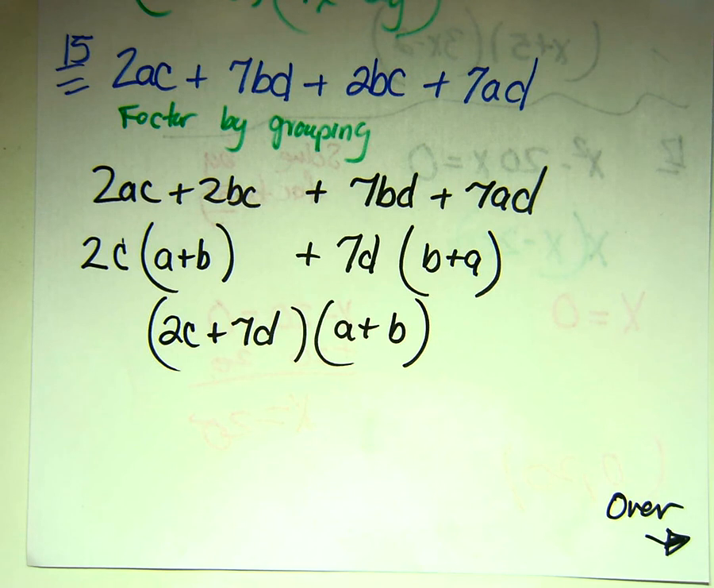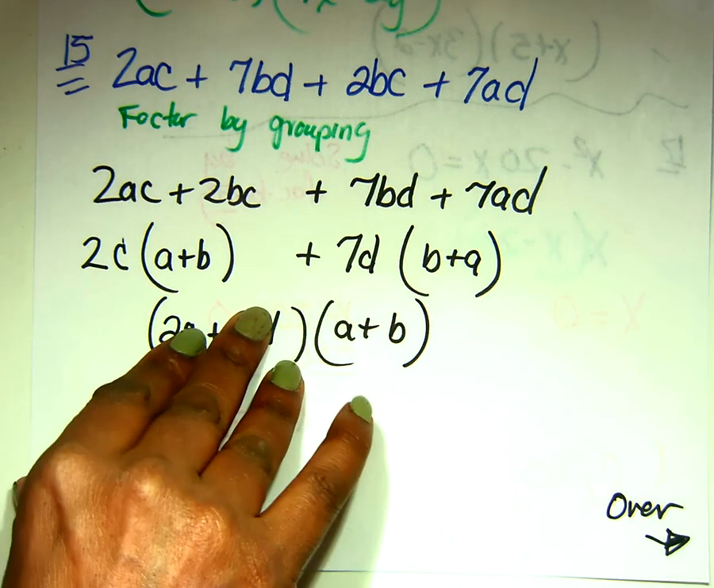So on the outside, we got a 2C plus a 7D. And on the inside, remember what I just said, addition is commutative. I'm going to have an A plus B and then an A plus B right here. Even though you don't see that, it's still the same thing. So your final answer is 2C plus 7D times A plus B. I'm going to flip this page over now.